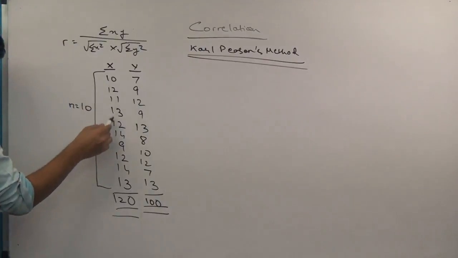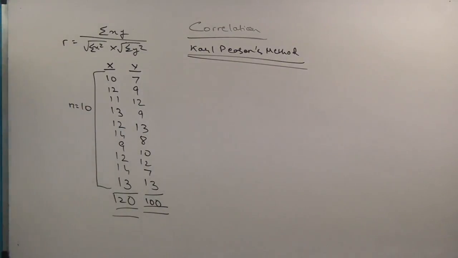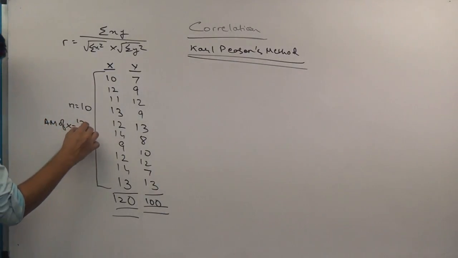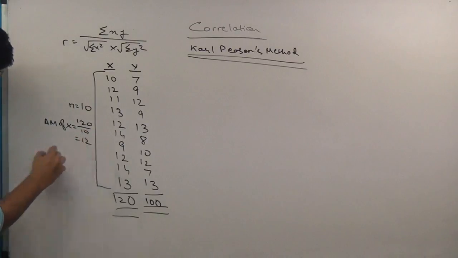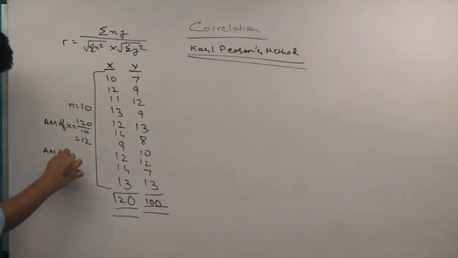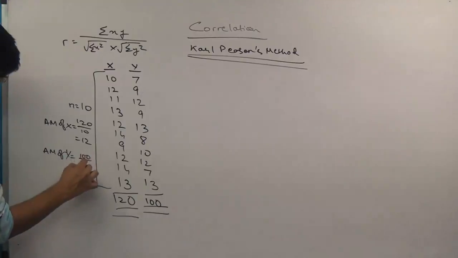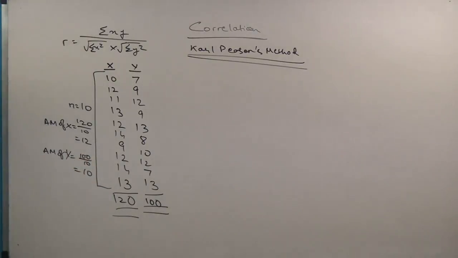10. 1, 2, 3, 4, 5, 6, 7, 8, 9, 10. Correct? So arithmetic mean of X is equal to 120 by 10, is equal to 12, and arithmetic mean of Y is equal to 100 by 10, is equal to 10. Correct? So arithmetic mean of X is 12, arithmetic mean of Y is 10.